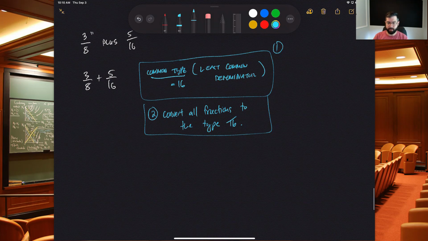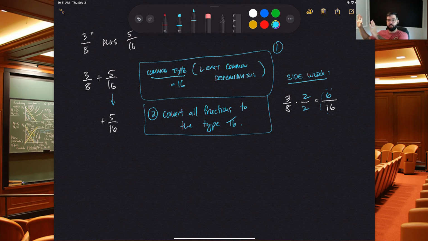Okay, so how do we do that? Well, this guy is already good to go as 5/16. Sometimes it isn't the case. 3/8 is not there yet. So we've got to think about how do we get 3/8 to 16ths. So 3/8 times what over what gets me something out of 16? Well, 8 times 2 is 16, so it must be 2 over 2. And so how many 16ths is 3/8? It's 3 times 2, which is 6. Okay, so now this guy is, and I often do this, I'll put the side work off to the side to kind of inform the main stream of thoughts here. So this really becomes 6/16.